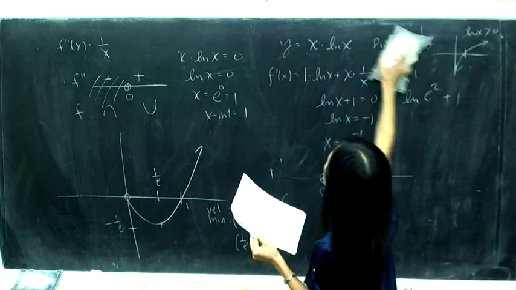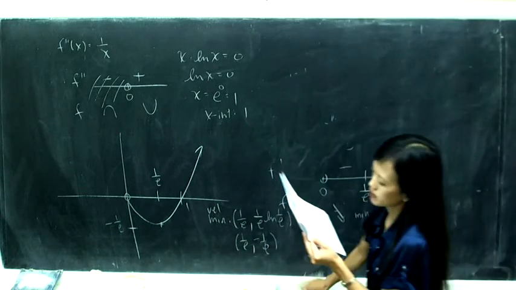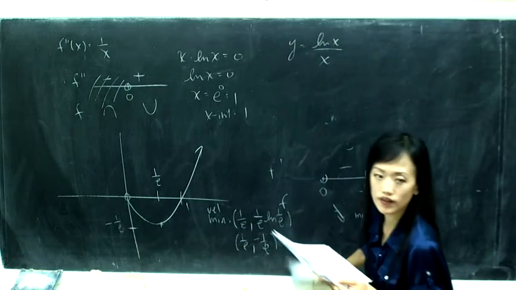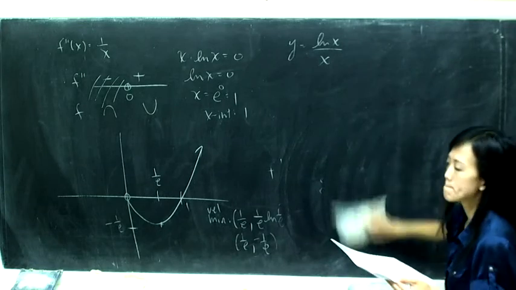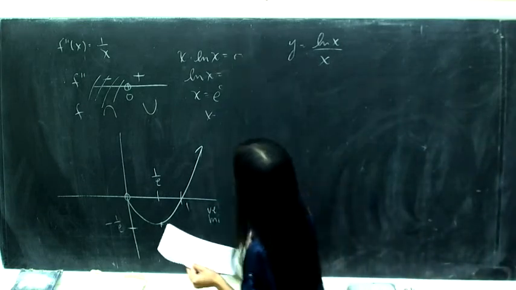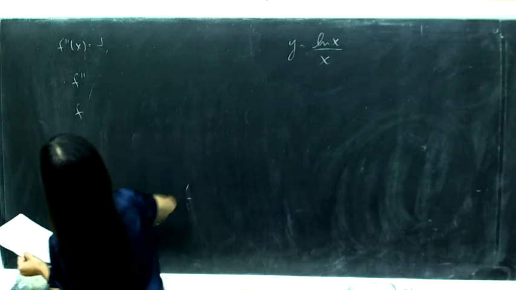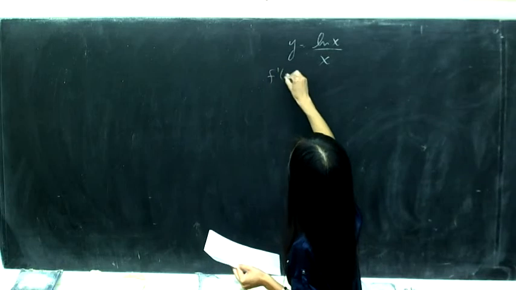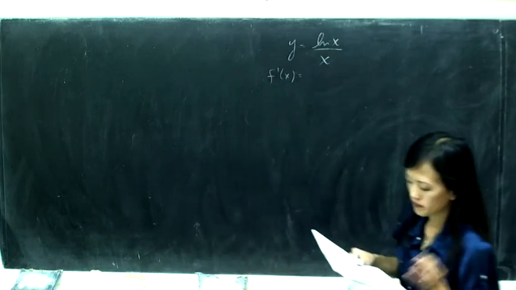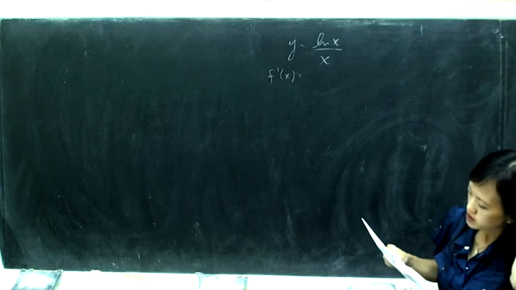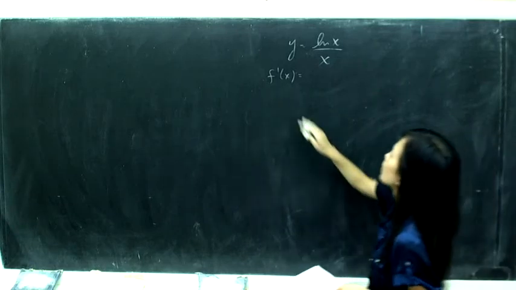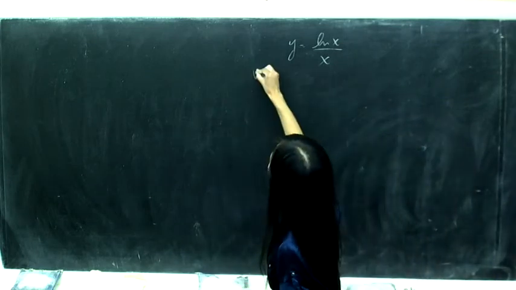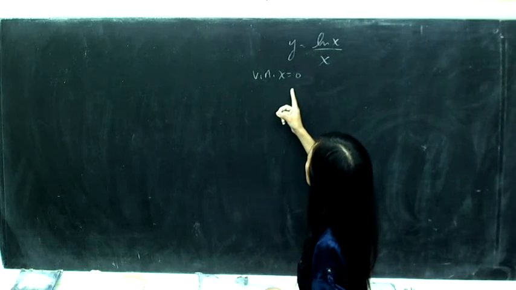Okay, how about this? ln of x over x. So I have f prime. What can we say about the original? Before you start, you can always try to figure out what the graph looks like based on your prior knowledge. You can tell there's definitely a vertical asymptote at 0, right?